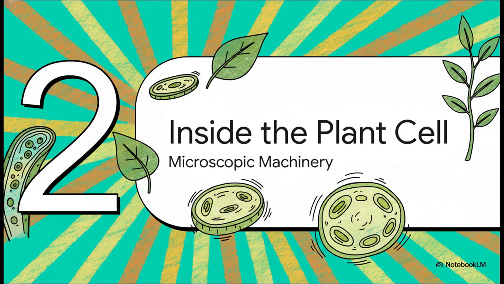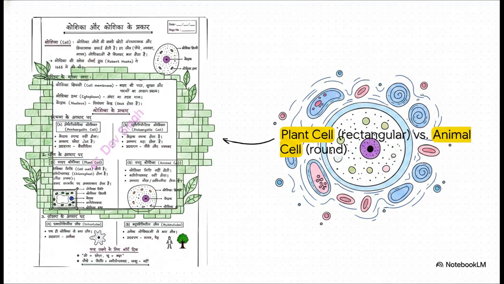Moving on to Section 2, inside the plant cell. Think about what makes a plant capable of just sitting in the blazing sun all day, standing totally tall, and creating its own food. If we look at the structural differences here, the plant cell on the left has this rectangular, rigid, almost brick-like shape. But the animal cell on the right, it's rounder and softer. Honestly, more like a water balloon. And that difference is definitely not an accident.